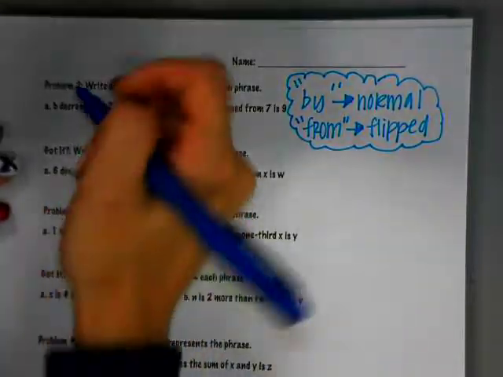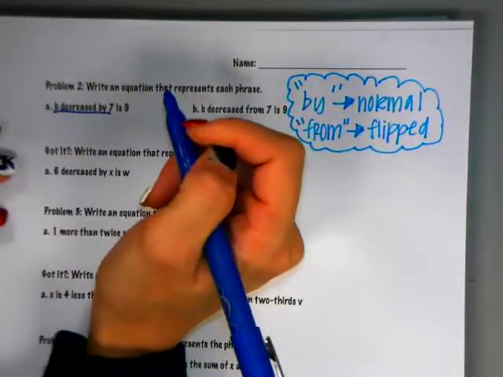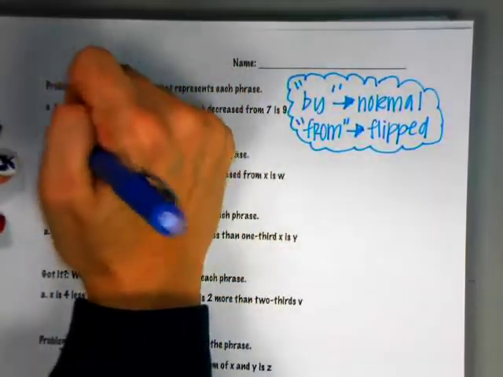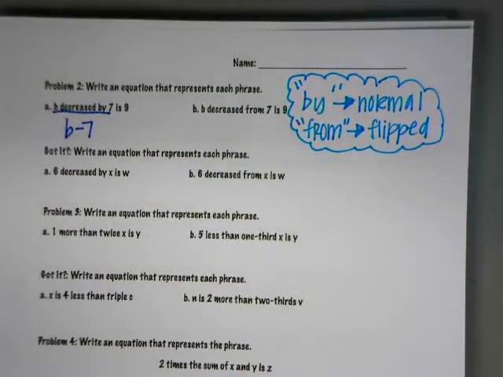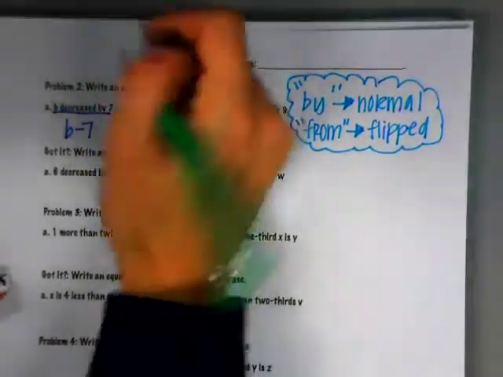So on the first one, B decreased by 7 is going to be B minus 7. It's being decreased by something. And then is 9? Equals 9.